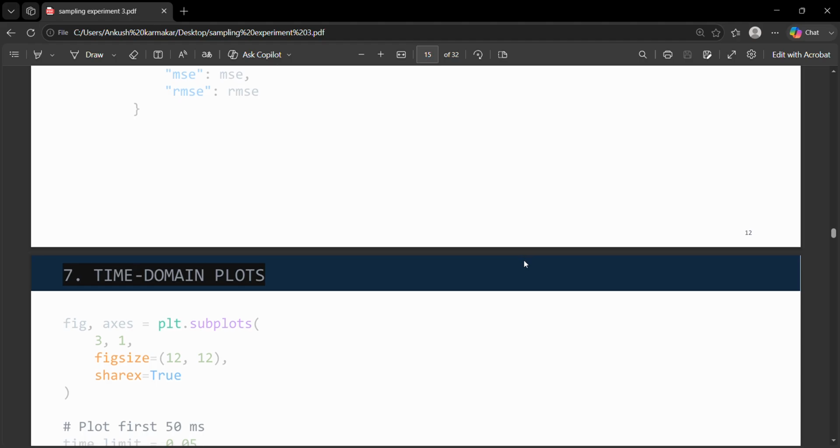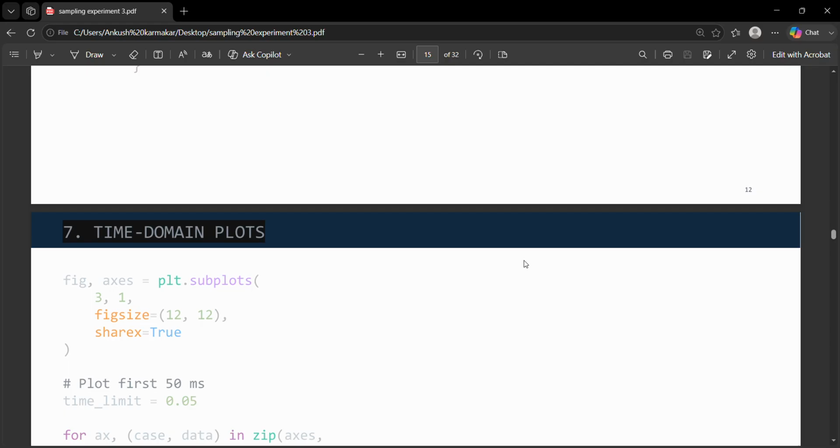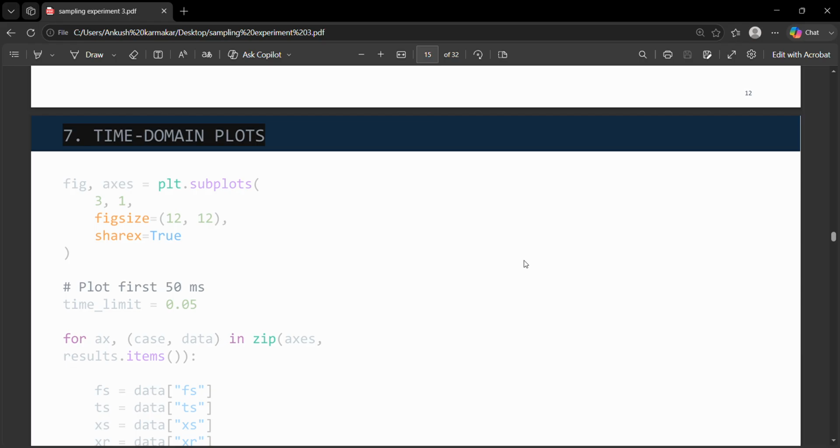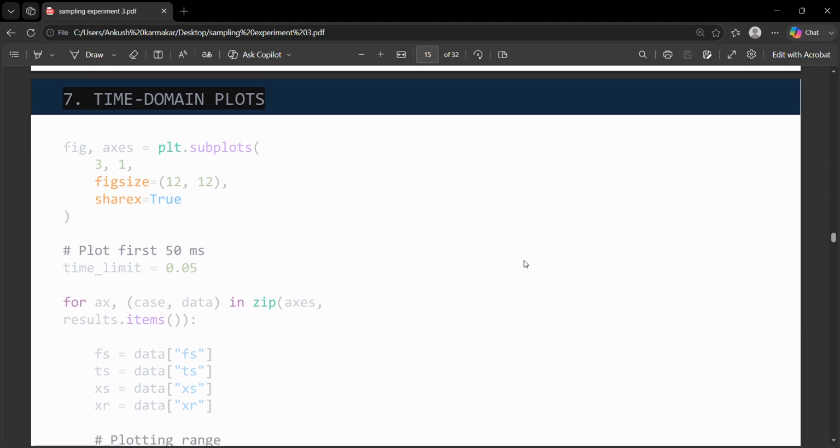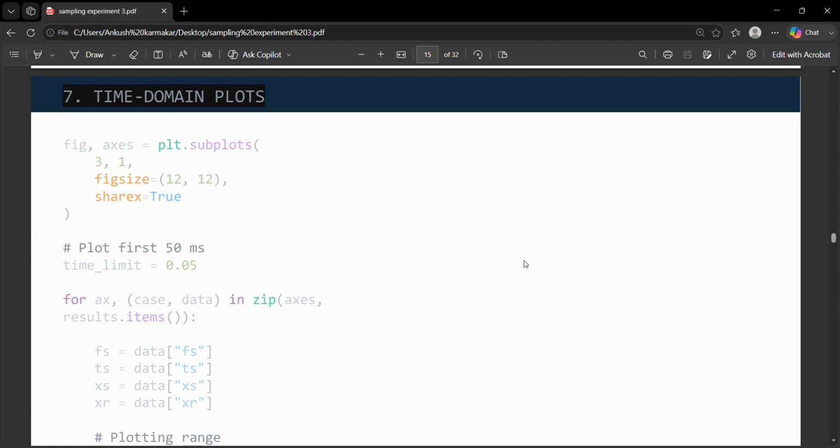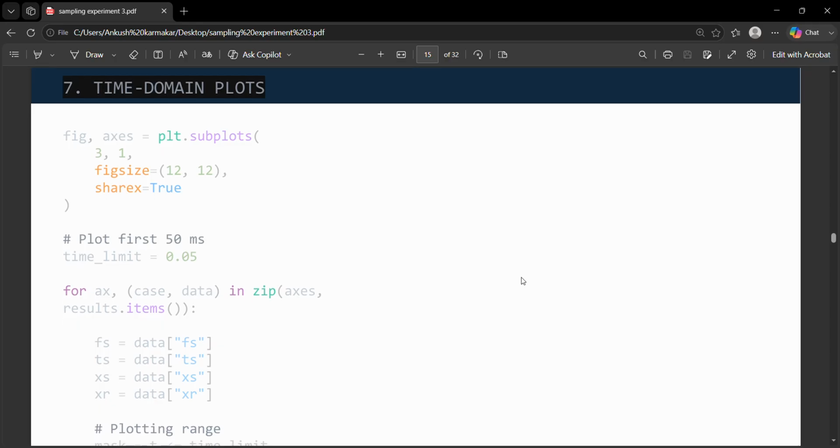Time domain plots. Now we come to the three time domain results. The first graph is 400 Hz, which is above the Nyquist rate. Here the reconstructed waveform follows the original waveform quite closely. The second graph is 240 Hz, exactly at the Nyquist rate. It is the theoretical boundary and is more sensitive to practical and finite duration effects. The third graph is 180 Hz, which is below the Nyquist rate. Here the sampling condition is violated, so aliasing occurs and the reconstruction no longer represents the original signal correctly. The green stems represent the actual physical samples, while the continuous curve shows the sinc reconstructed signal.